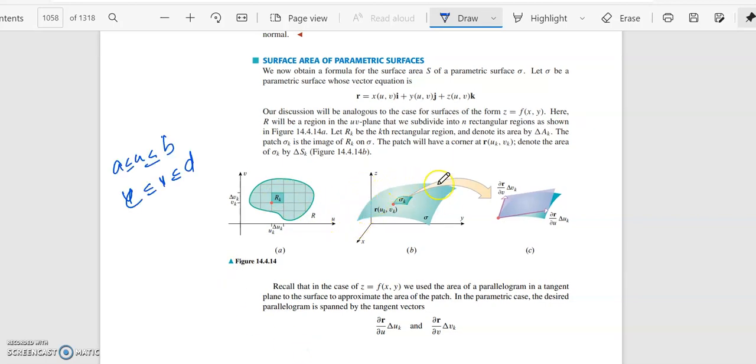Now this is our surface. We have the portion of the surface sigma which is enclosed by the region R. Above the rectangle, we will have a portion of the surface. So let us call that portion sigma k. For each corresponding rectangle Rk there will be a corresponding sigma k. If we add up the areas of those sigma k, you will get the required area.